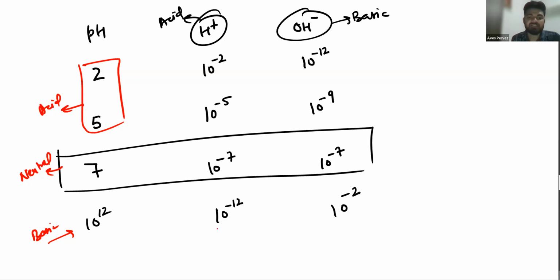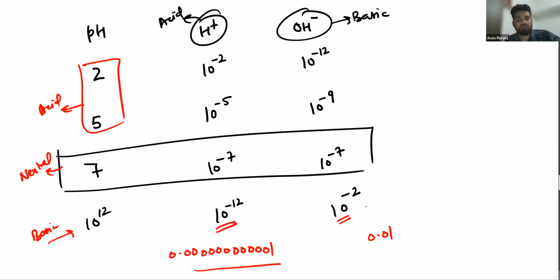But still it has H plus ion concentration. You see here that the H plus ion concentration is very, very less in comparison to the OH negative ion concentration. If the pH is 12, then the H plus ions are going to have 12 zeros after the decimal point, and the OH ions in the same solution will be 0.01. So this number is very, very large in comparison to this number. Got it?